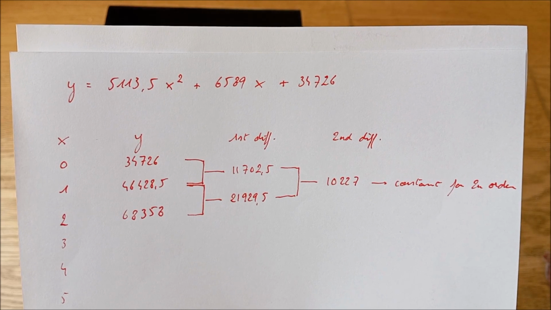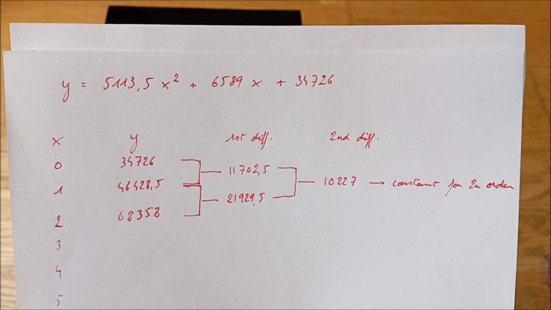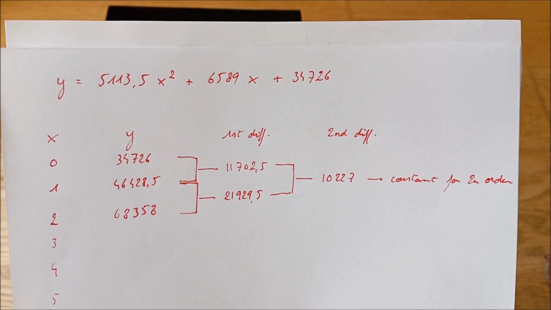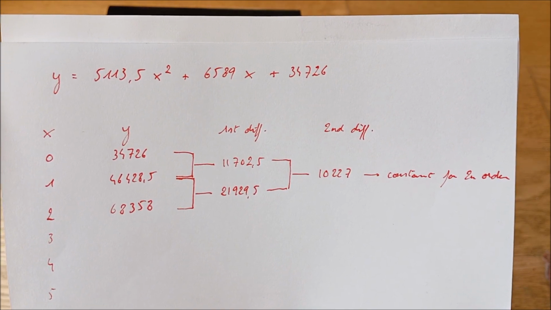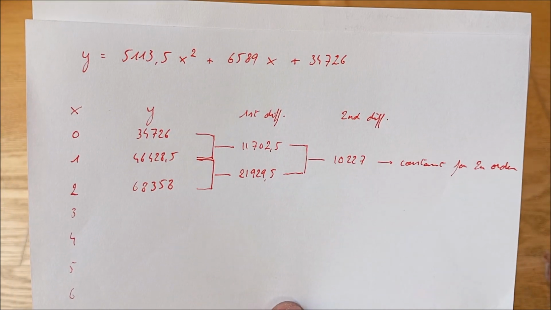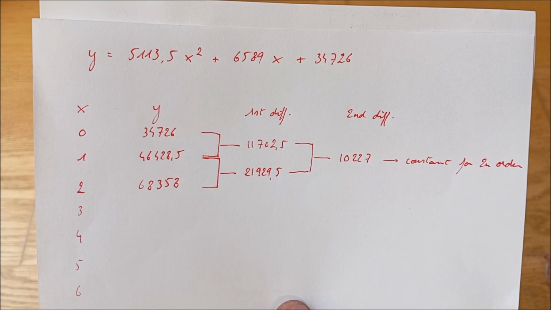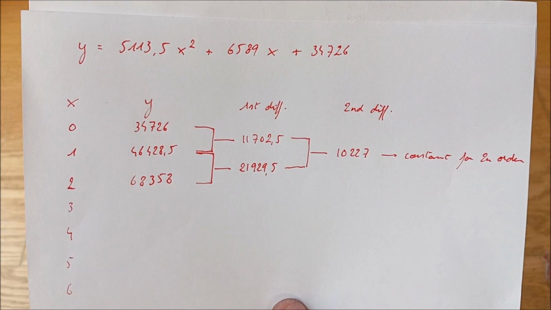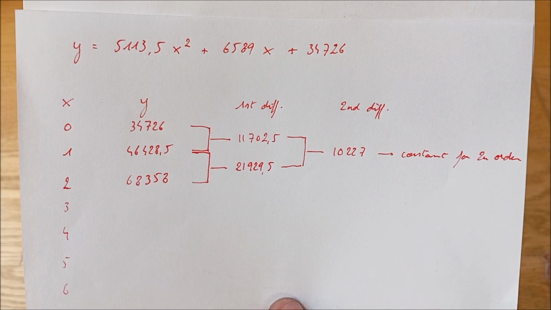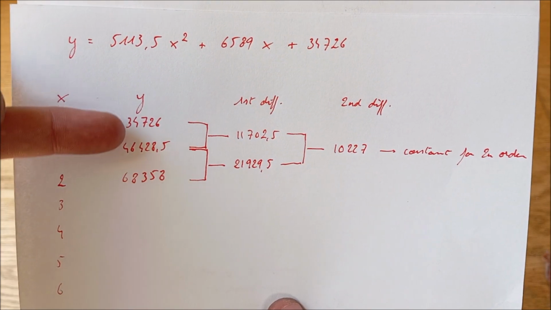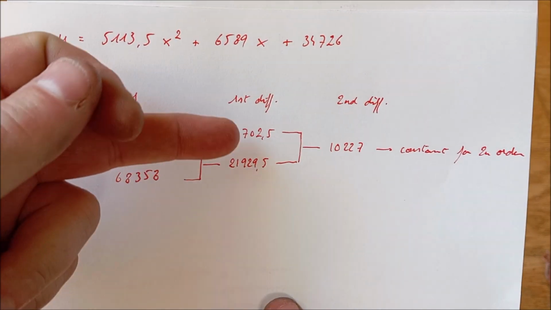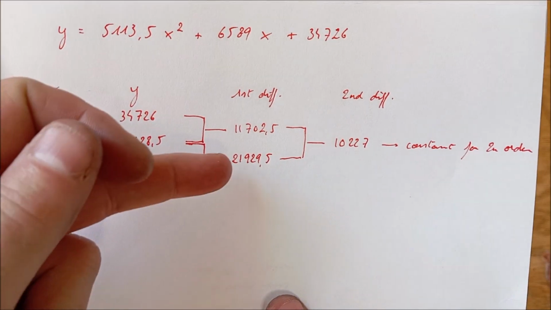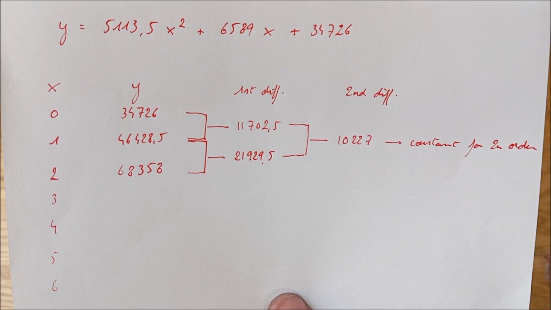It would be a lot of work to do this by hand or even to do it by machine using the regular methods of filling out x and then calculating y. So what you can do is use the difference method, which means you calculate the first three values for y, for x values of 0, 1 and 2, and then you calculate the difference between these numbers, which is this 11,702 and this difference, which is 21,929.